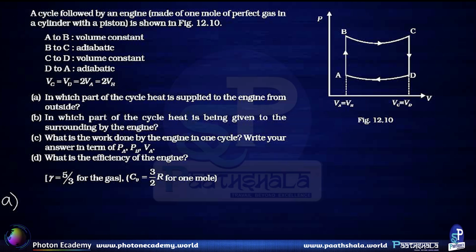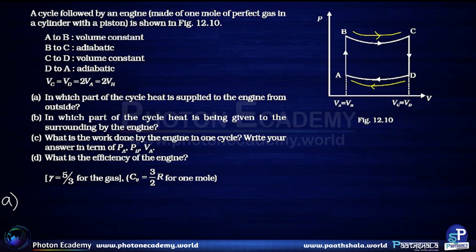engine from outside. In the whole cycle, the paths BC and AD are adiabatic. So there is no heat transfer in both the paths BC and DA. The heat is transferring from the surroundings to the engine, and from the engine to the surroundings, only in paths AB and CD. Let's look at the path AB.